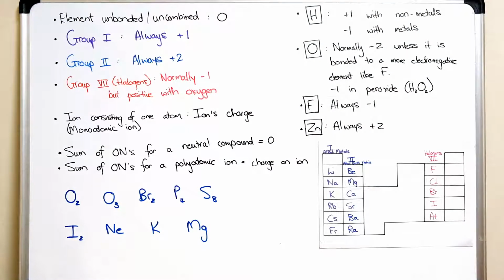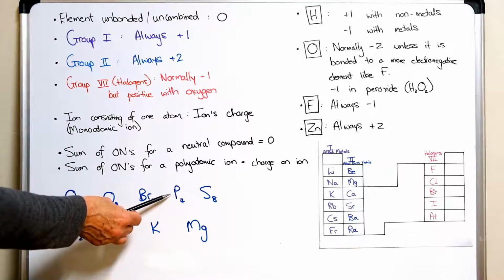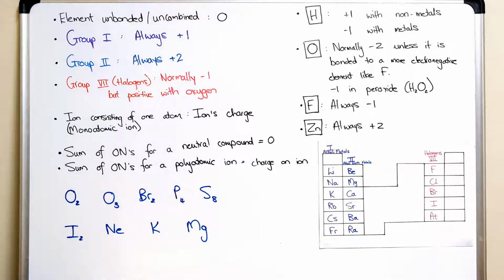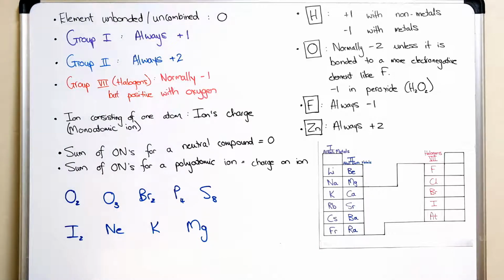In the following examples, we have a few molecules and some individual atoms. This, for example, is the diatomic oxygen molecule, the ozone molecule, diatomic bromine. This is how phosphorus normally occurs, sulfur molecule in a group of 8 sulfur atoms in a ring shape, diatomic iodine, and then just the plain neon atom, potassium atom or magnesium atom. All of those have not combined with other elements, so they all have oxidation states or oxidation numbers of 0.